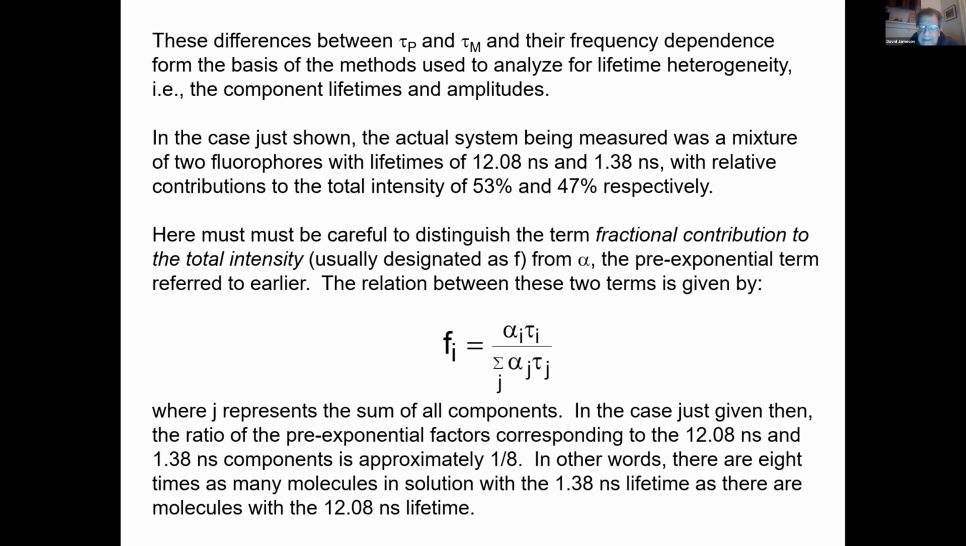more like 50-50. And it's traditional, it used to be more common to see frequency domain reporting fractions and time domain reporting pre-exponential amplitudes, which actually caused some confusion. Certainly I got caught in that once. But usually nowadays, if you're reporting such data, they often report both of them. For example, in Uruguay, you have a very nice multi-frequency lifetime machine for cuvettes from ISS, and they give you both values. But why the difference?